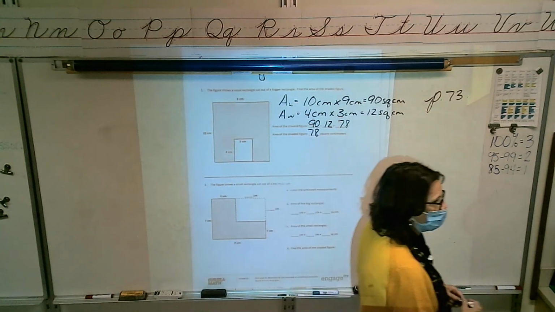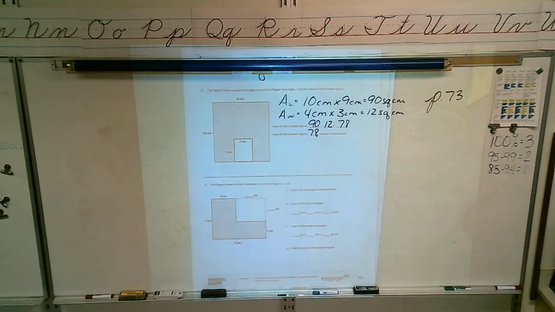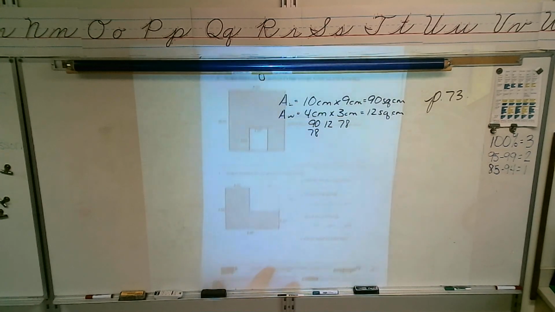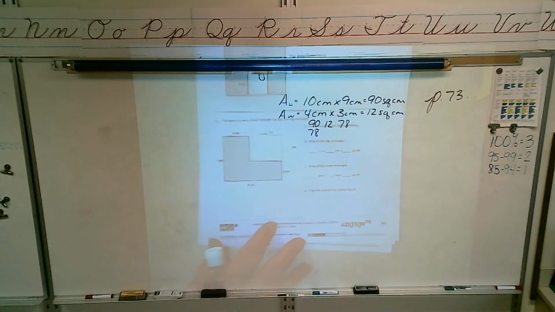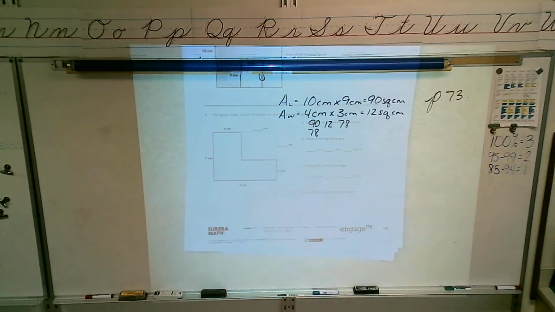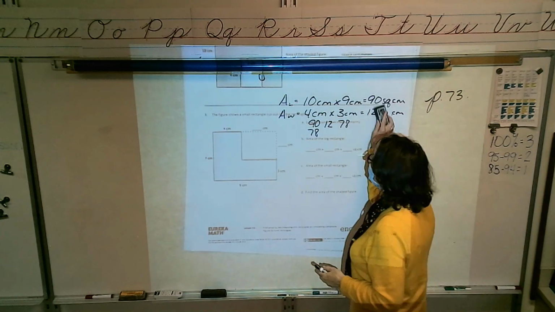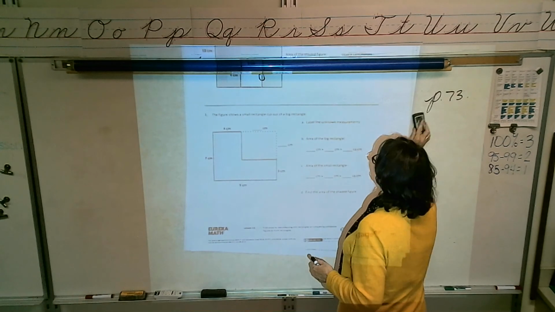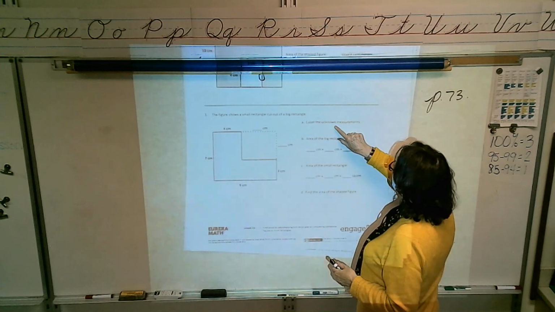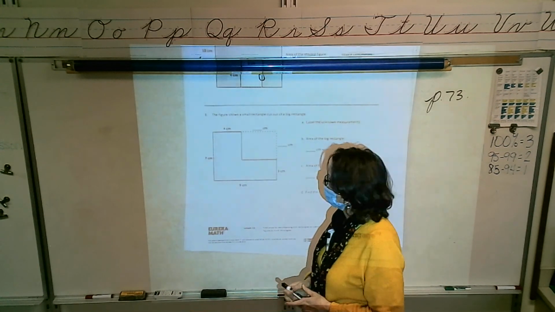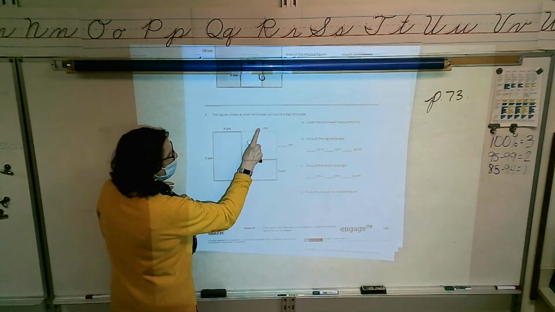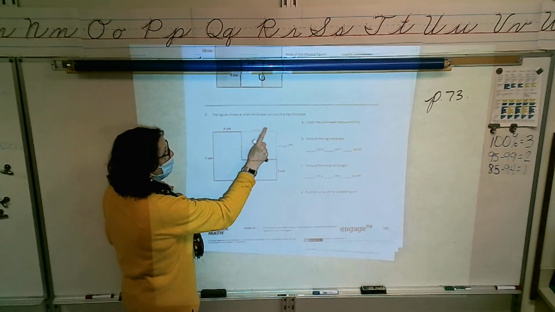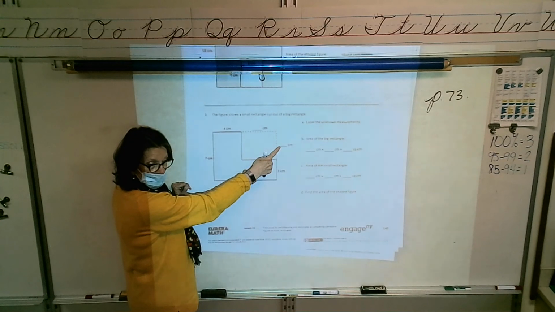The next one is the tricky one because we do have some missing side lengths here. It says the figure shows a small rectangle cut out of a big rectangle. A says label the unknown side length. So we have an unknown side length here and an unknown side length there. I'm going to do this one with you, and then I want to see how many can do this one on their own.